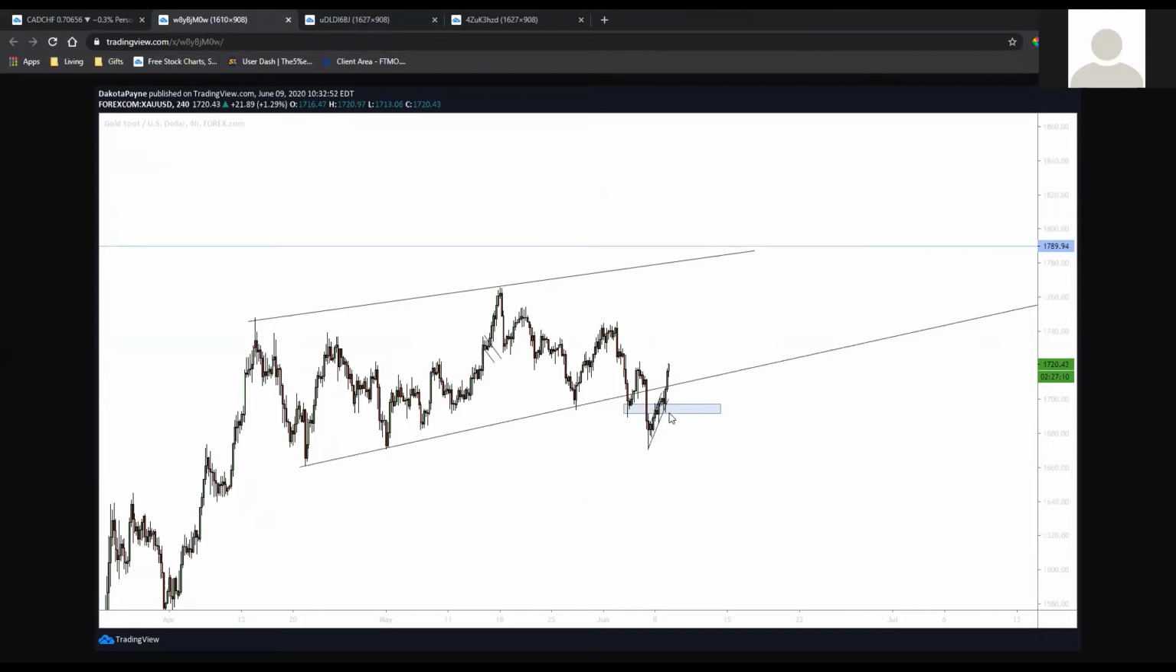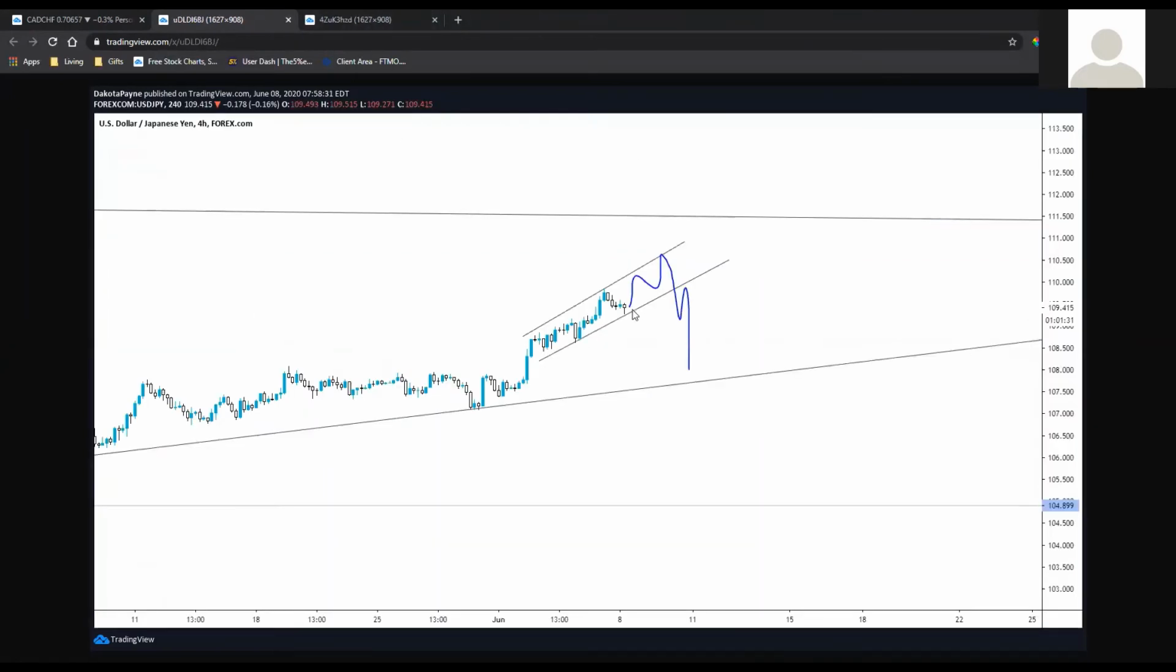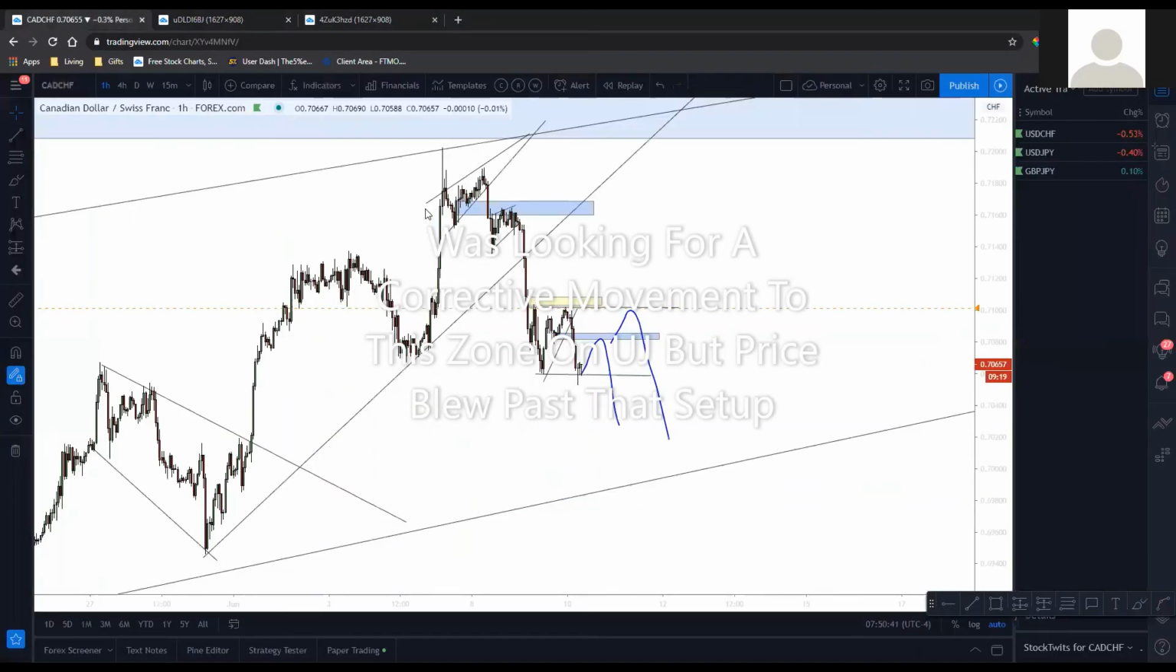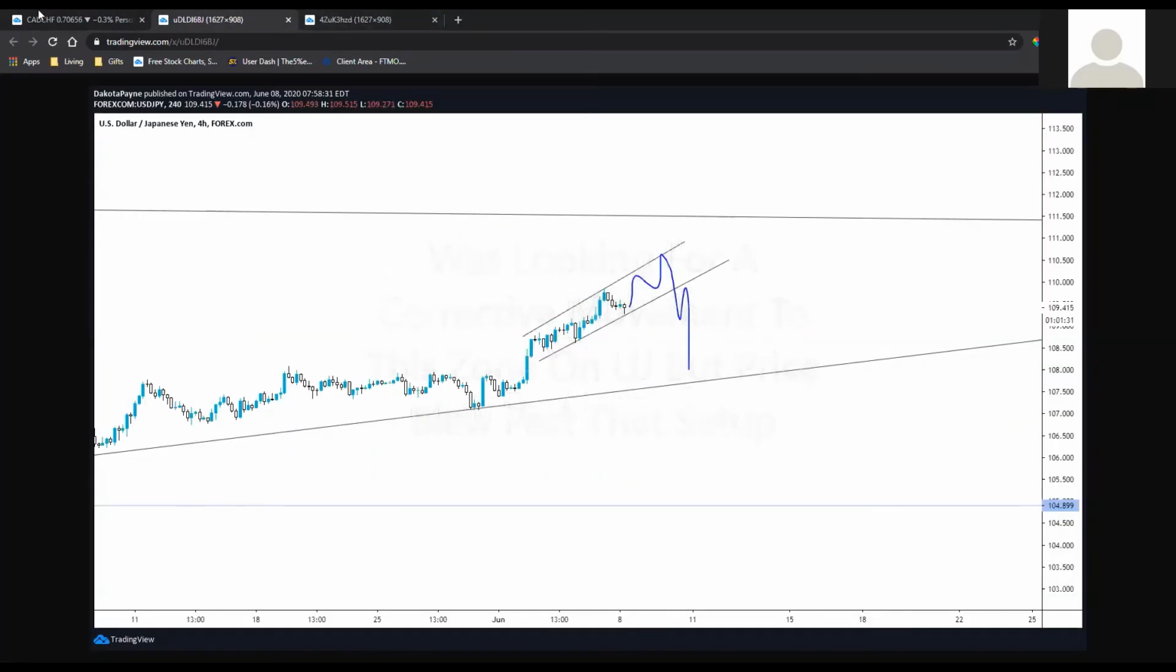It came up to the kill zone, and price continued to move impulsively up. So we didn't get our entry there, but it is what it is. We got this ascending channel here. We're looking for the break here on UJ, and then looking for a correction afterwards. I believe that did happen, and that was on the 4 hour time frame.